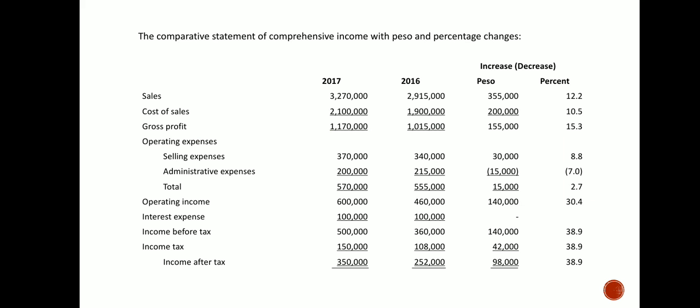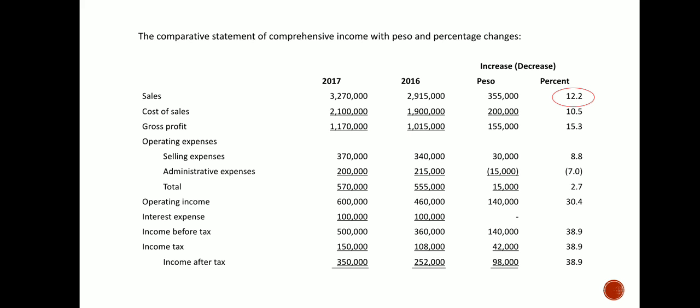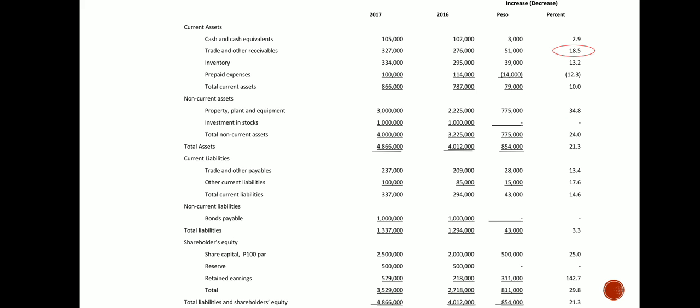Next, for trade receivables. So trade receivables arise from credit sales. But then here in our illustration, the percentage increase in sales is only 12.2%, while trade receivables increased by 18.5%. So this may be interpreted that the sales on account or the trade receivables are not collected promptly or not collected quickly.